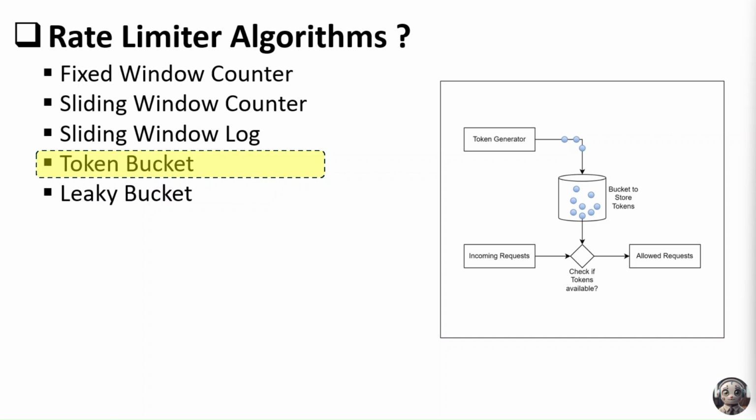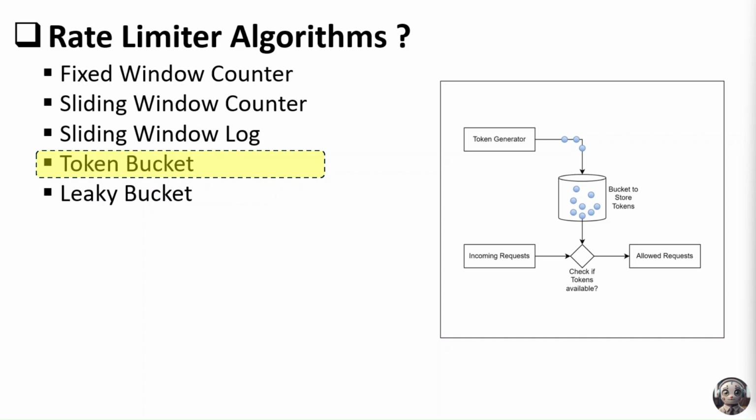When a request comes in, the system checks if there are enough tokens in the bucket. If there is at least one token available, the system removes a token from the bucket and allows the request to proceed. If there are no tokens left, the request is either rejected or delayed until more tokens become available.